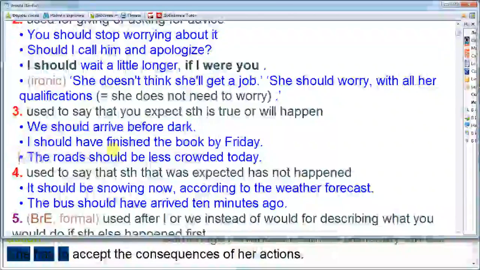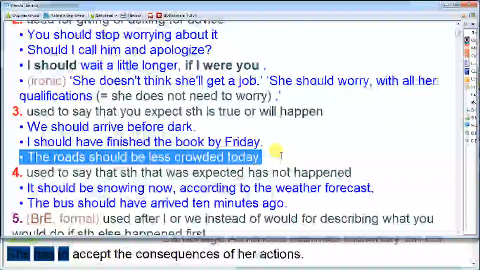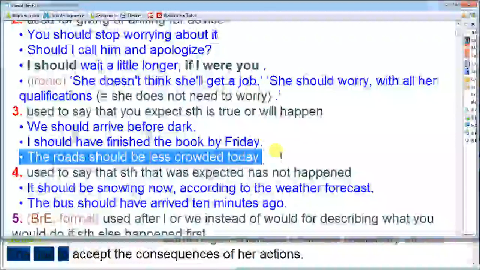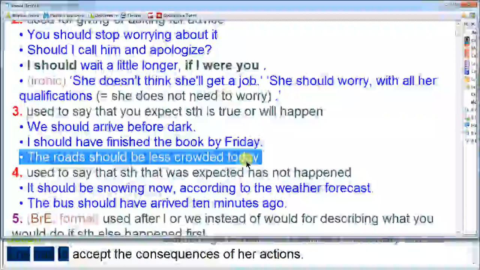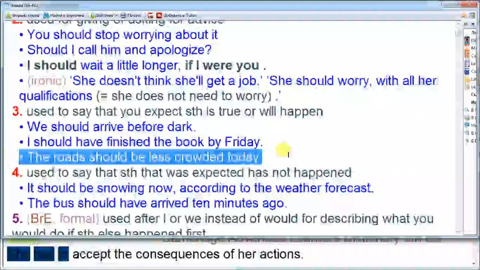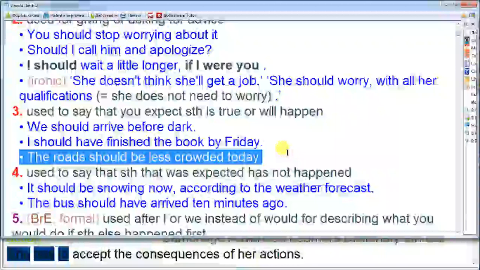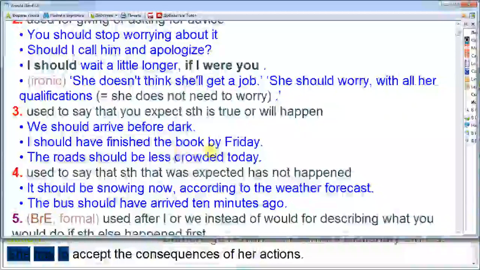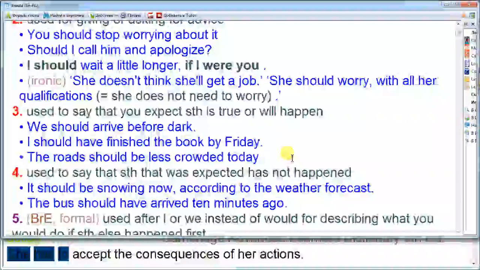The roads should be less crowded today. Bugun yo'llar kamroq gavjim bo'lsa kerak. Yo'llar bugun gavjim bo'lmasa kerak. Okay? Hali bo'lsa kerak demoqchimiz. Less crowded. Is that clear?